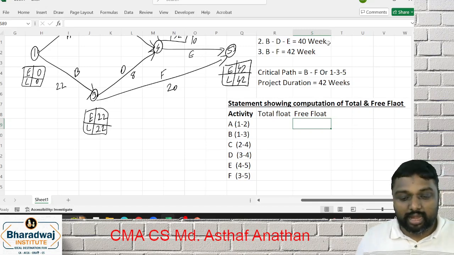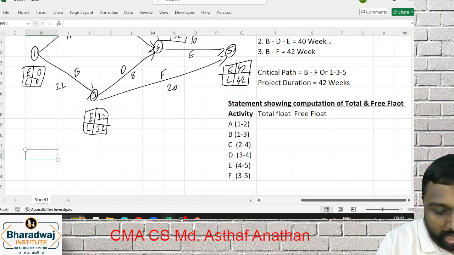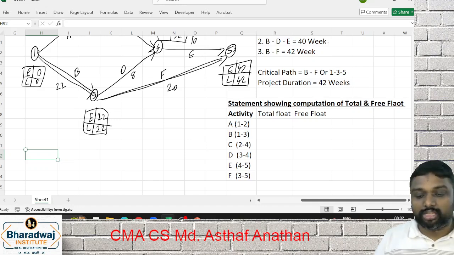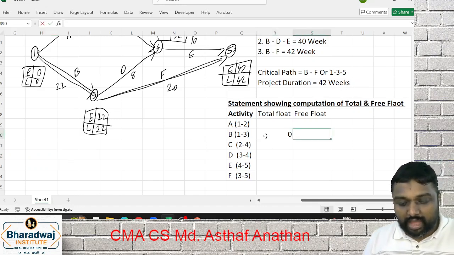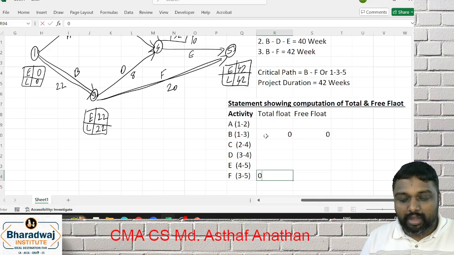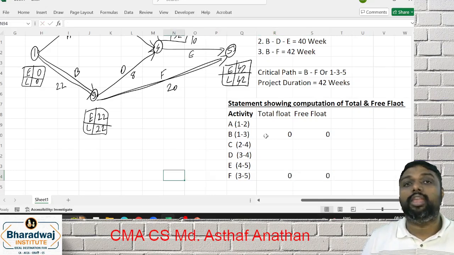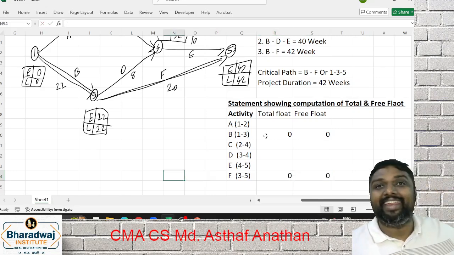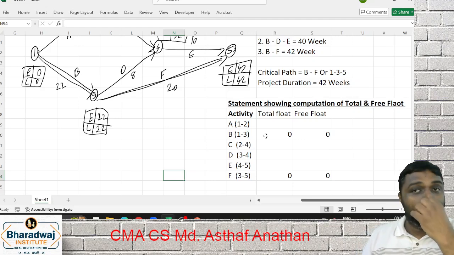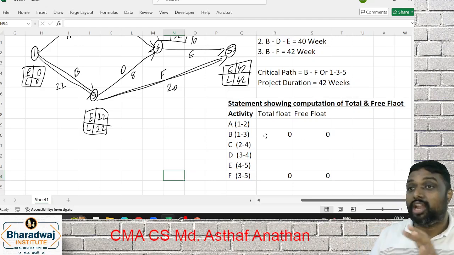So critical path we know 1 to 3 and 3 to 5. So here it will always be 0. So with the shortcut, you can give directly 0, 0 here. My dear friends, the critical path area, where we have the double underline, it will always be 0, 0. It's a shortcut method.